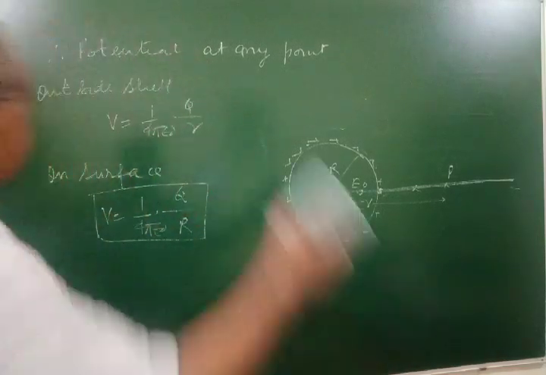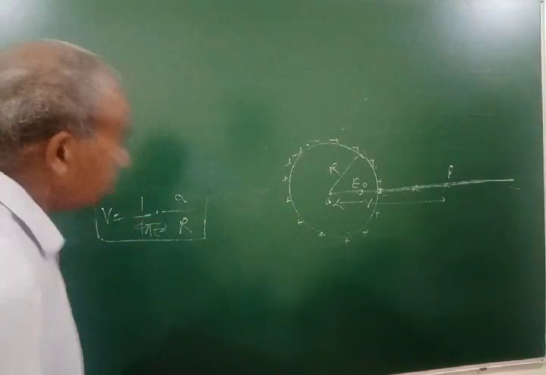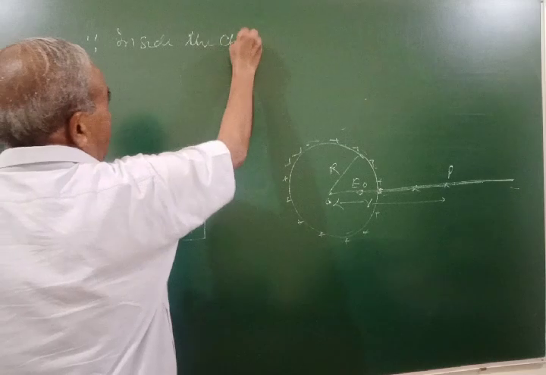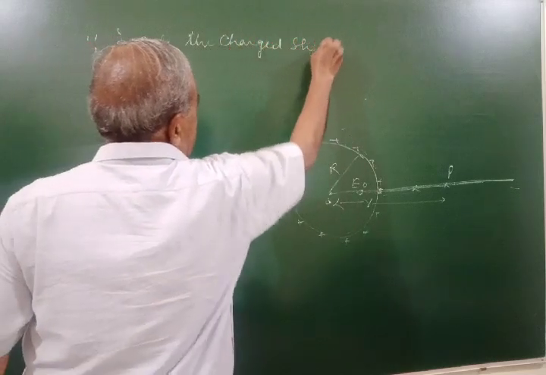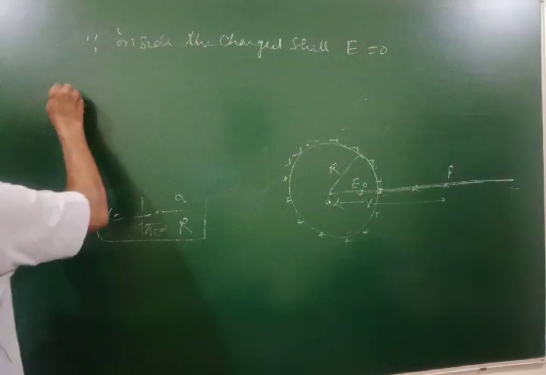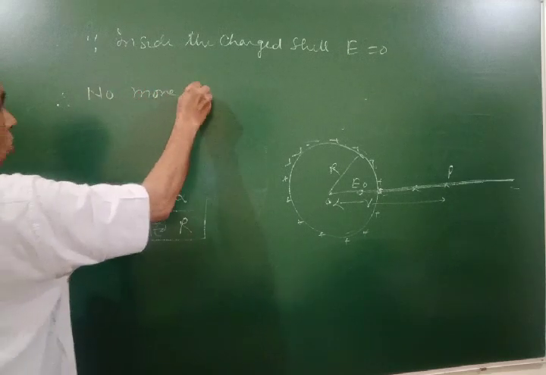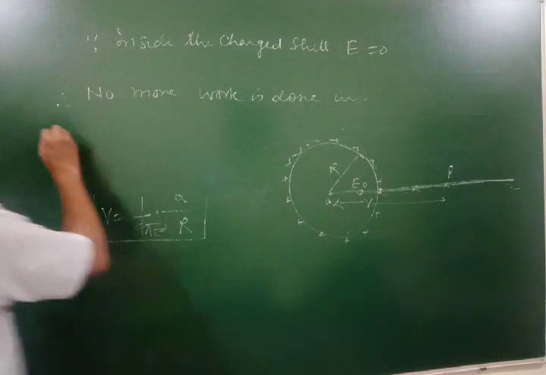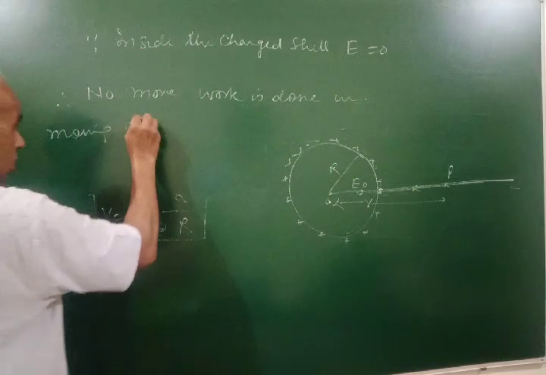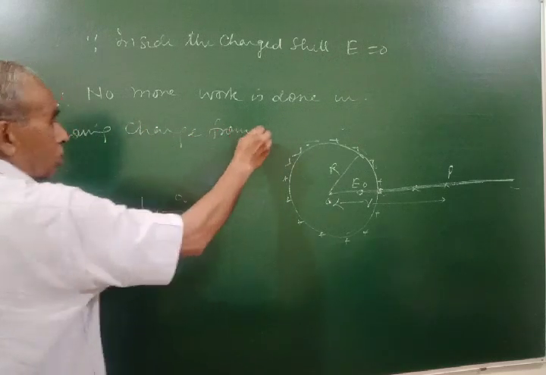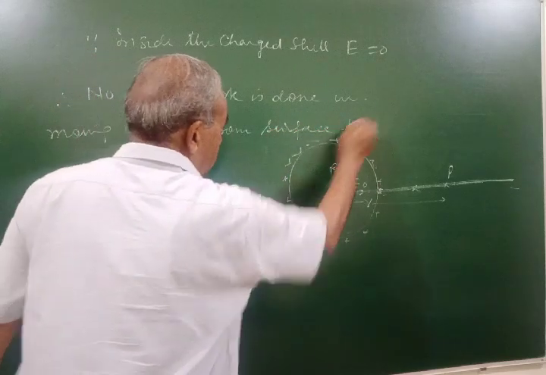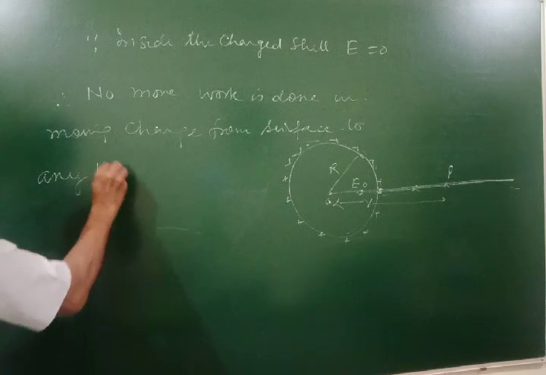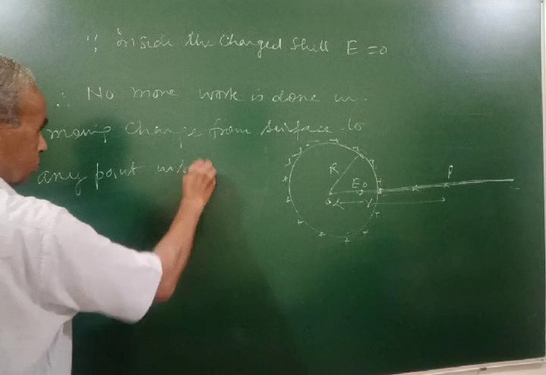So what do we write here? Since inside the charged shell E is equal to 0, no more work is done in moving a test charge from the surface to any point inside the shell.